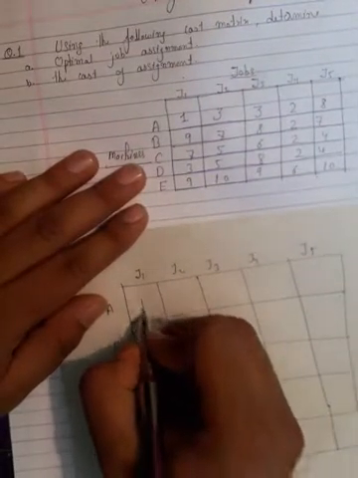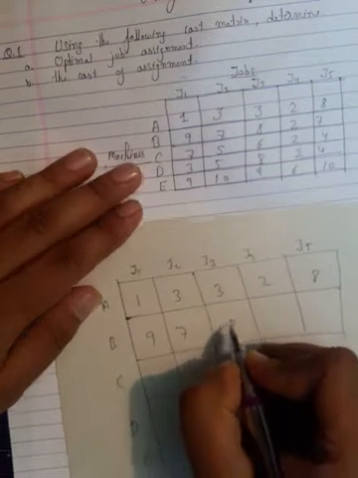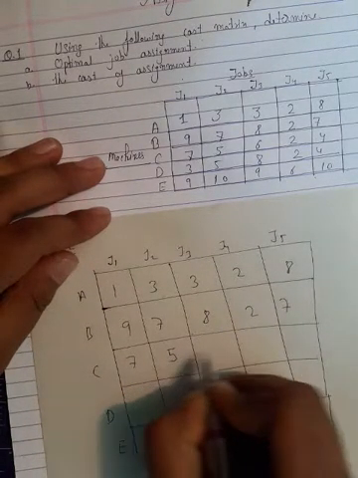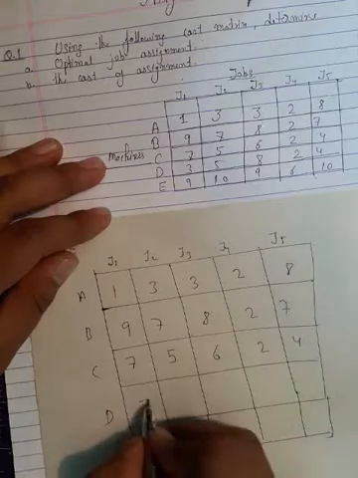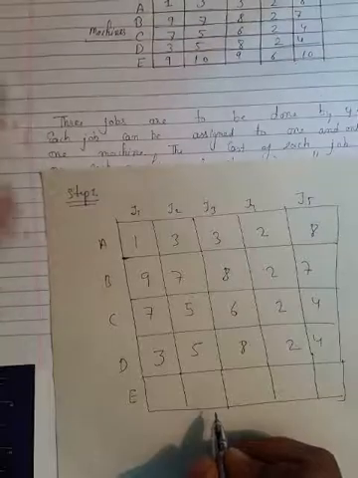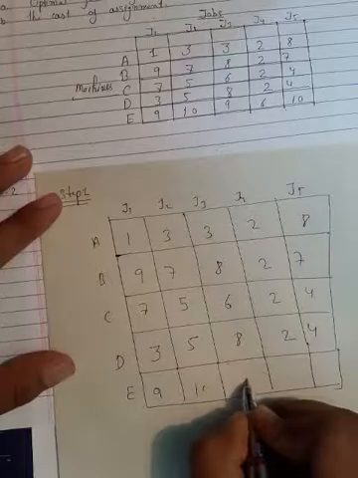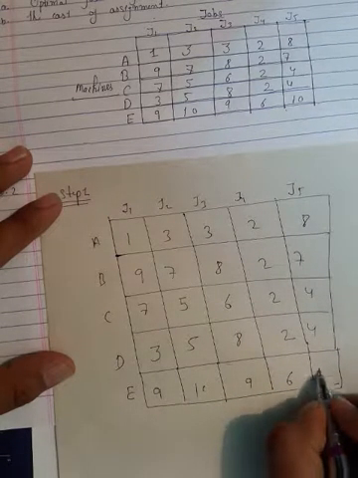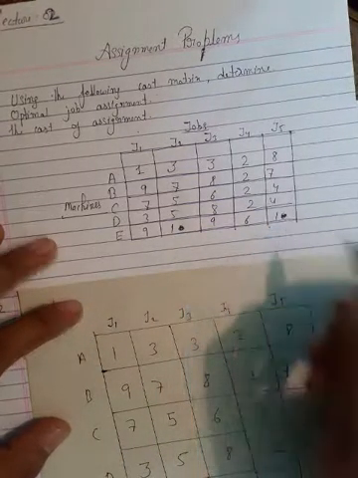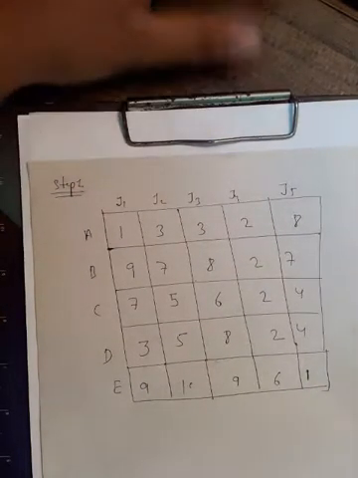Write the given values 1, 3, 3, 2, 8, 9, 7, 8, 2, 7, 7, 5, 6, 2, 4, 3, 5, 8, 2, 4 and the remaining row is 9, 1, 9, 6, 1. It is a mistake, it is 1. It is a mistake in your problem. It is 1. Now let's solve it by the Hungarian method.